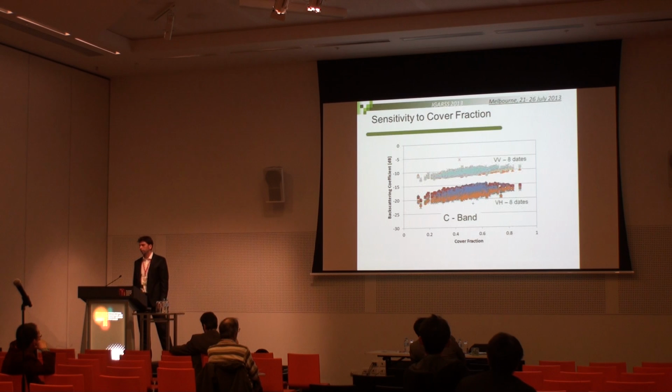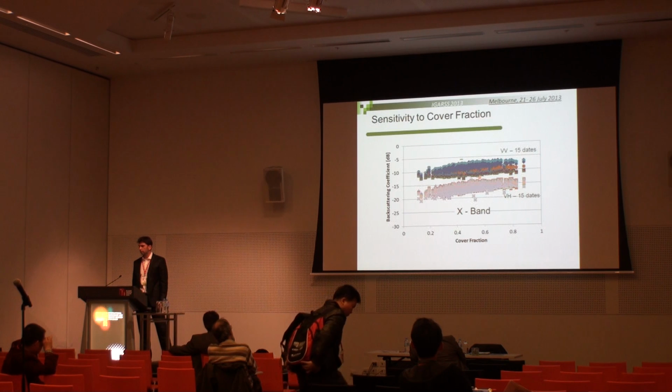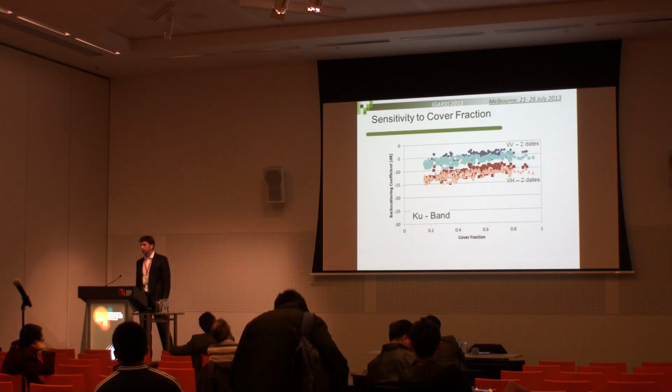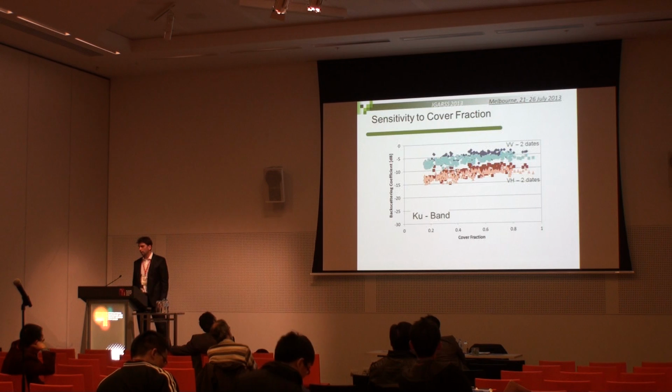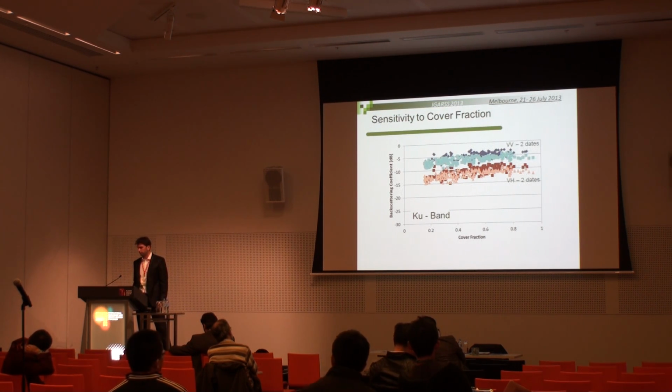Here is the sensitivity to cover fraction at C-band. We have 8 dates for VV and VH polarization. The scatter plot shows high sensitivity to cover fraction for both polarizations. Here we have X-band, 15 dates, both VV and VH polarization. You can see how the sensitivity decreases with increasing frequency, because of the lower penetration. And for the 3 dates, VV and VH polarization, at Ku band, the sensitivity to cover fraction is less than the previous case because of the higher attenuation at this frequency.